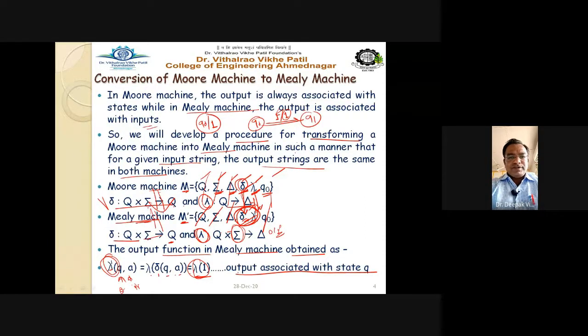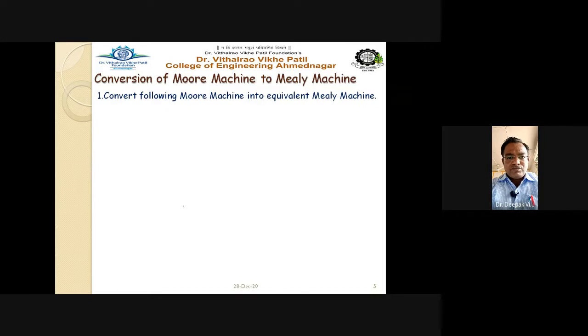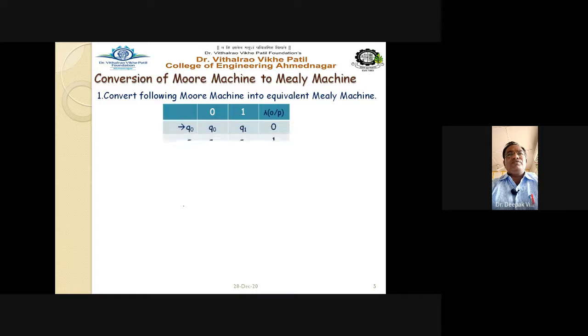So how is it converted? We'll see an example, which will make the concept more clear. The example is: convert the following Moore machine into its equivalent Mealy machine. The transition table is given. So q0 on 0 goes to q0, q0 on input 1 goes to q1, q1 on 0 goes to q2, q1 on 1 goes to q0, q2 on 0 goes to q1, q2 on 1 goes to q2.